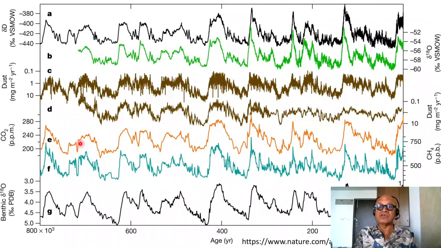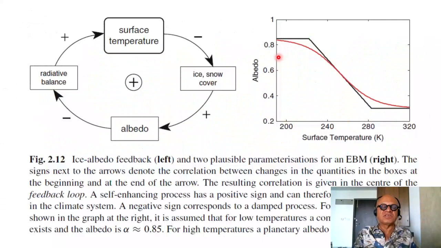And here are the other things that go with it. Delta O18 shows the measure of temperature, CO2 and methane. We said temperature leads in this orbital forcing case. During glacial times there is reduced precipitation, so the dust amount goes up, and then there is the delta deuterium, which is, like delta O18, a proxy for temperature. So what do we do with the feedbacks?